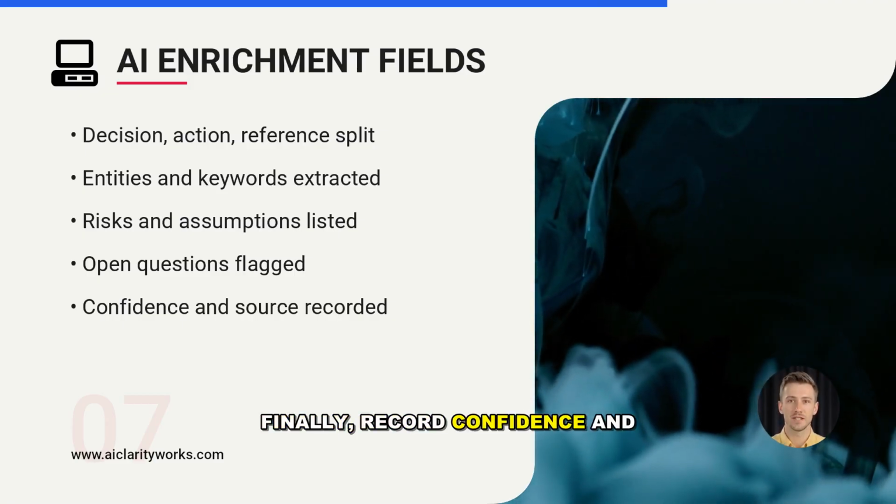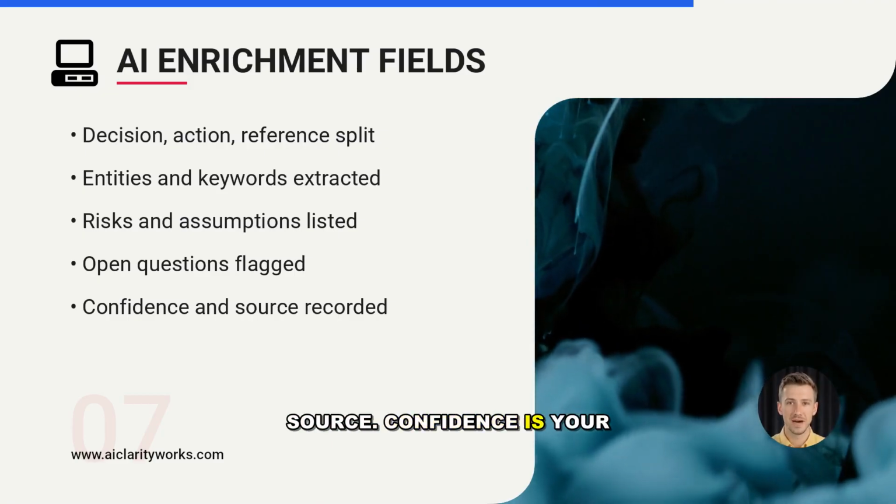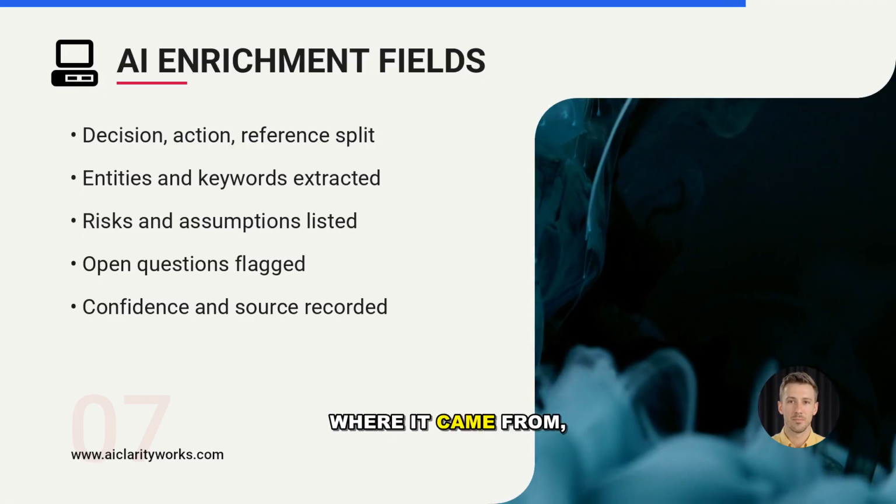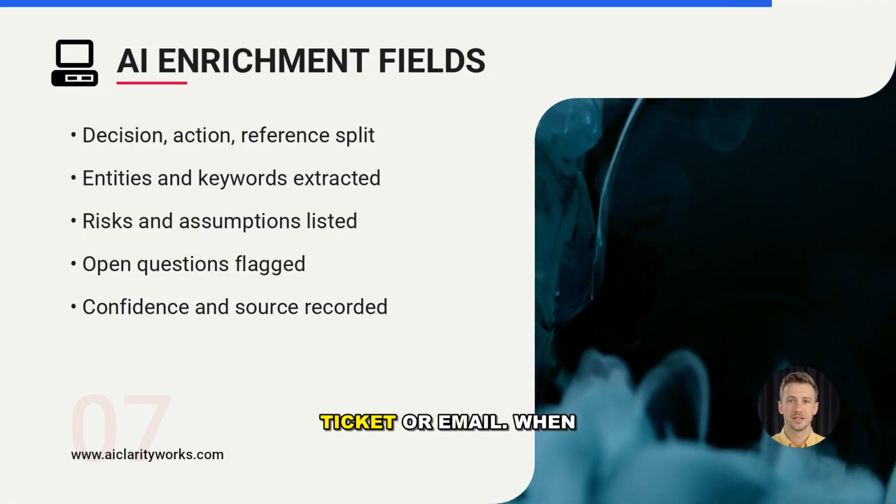Finally, record confidence and source. Confidence is your best estimate, like high, medium, low. Source is where it came from, like a specific meeting, ticket, or email.